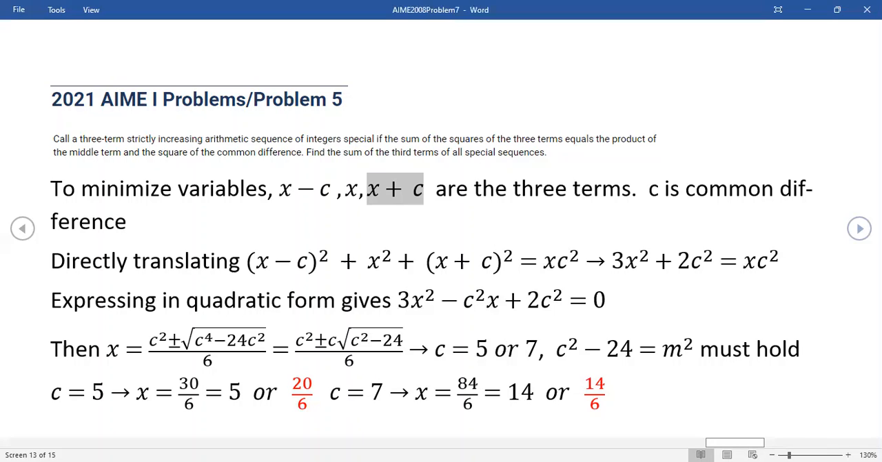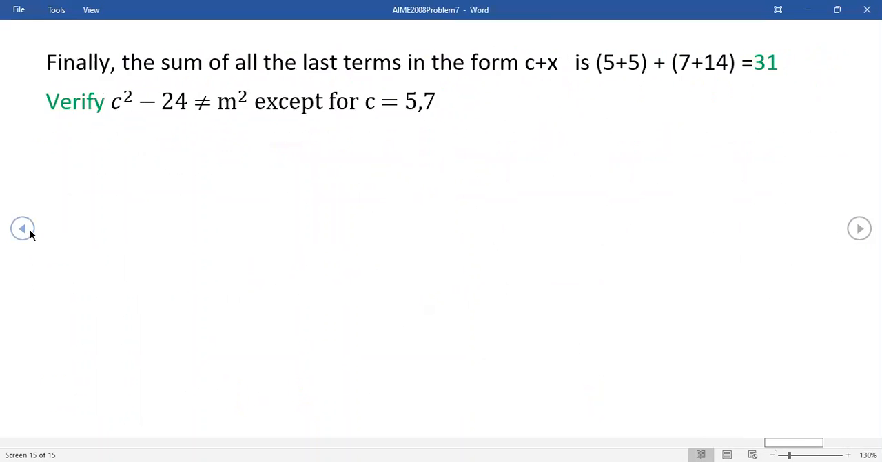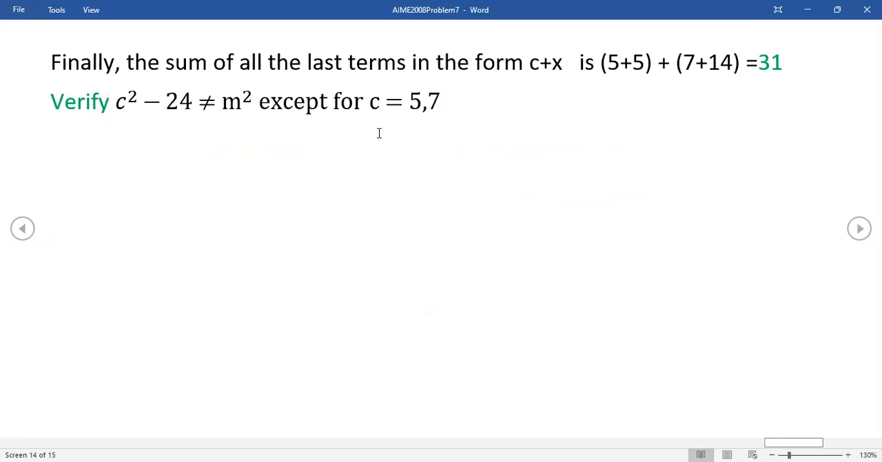Okay, so let's go down to the next line here. Let's see, where are we? I must have skipped down too far. Yeah. So finally, the sum of the last terms is what I just told you. It would be 5 plus 5, that first case, and then 7 plus 14. So this is the answer to the problem, 31.